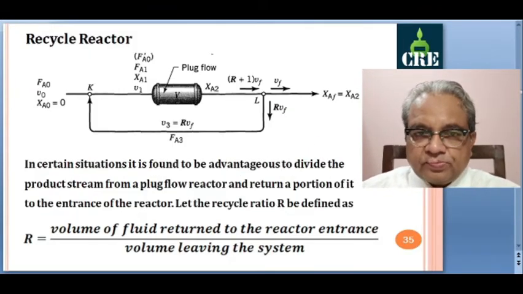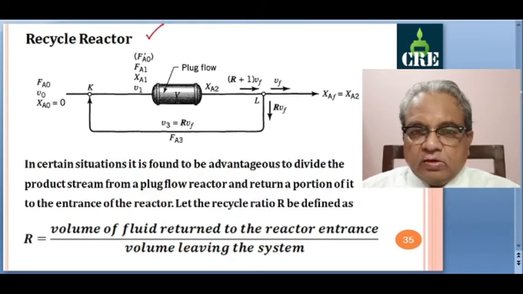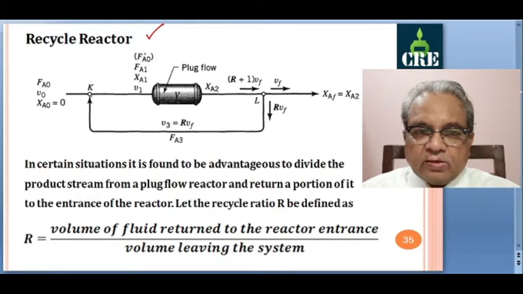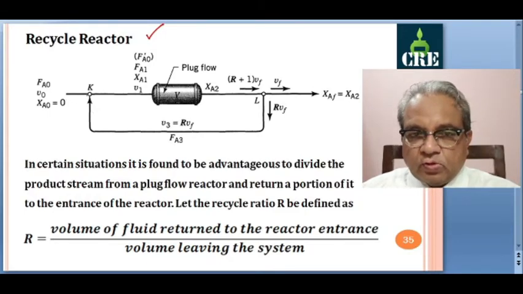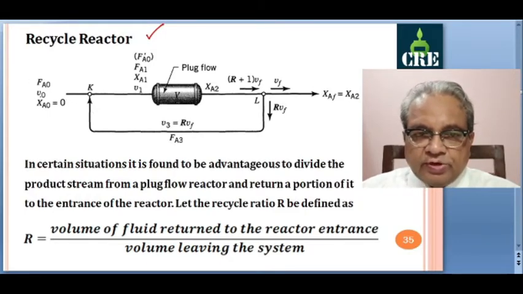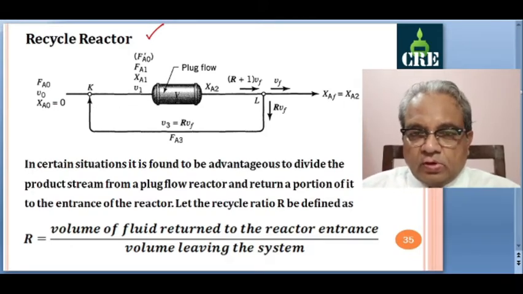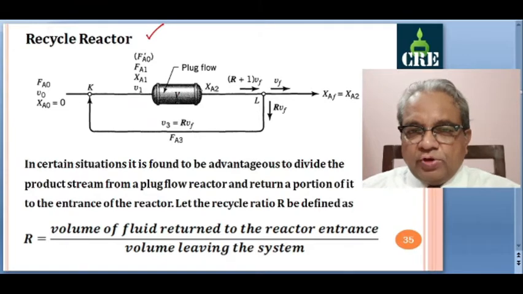Now we'll see a different kind of reactor system, that is the recycle reactor. Now this is a plug flow reactor, and this is the product stream. Part of the product stream is sent back and mixed with the feed stream. This is the fresh feed, this is the feed entering the reactor, which is a combination of fresh feed and the recycle stream. Reaction takes place in the reactor of volume V, and this is what is coming out.